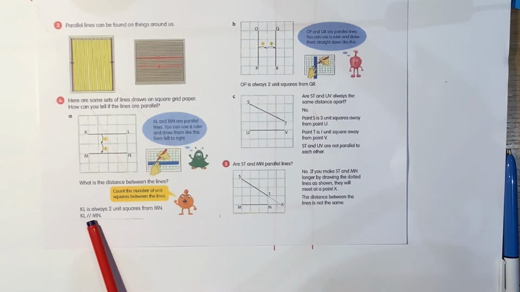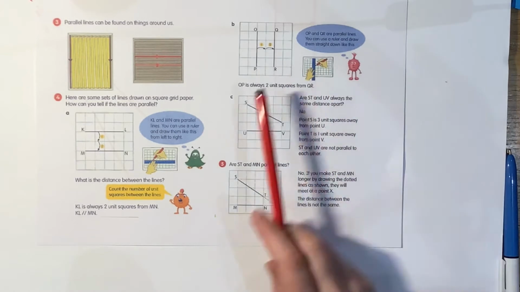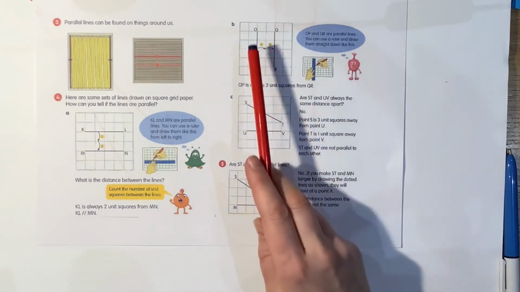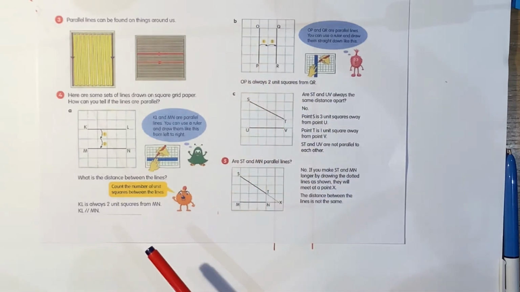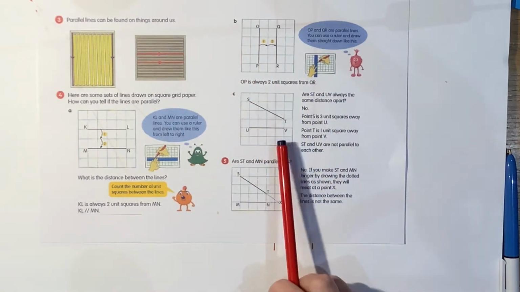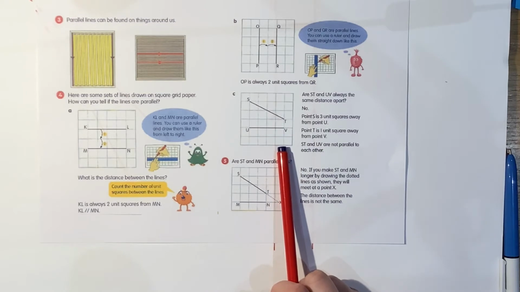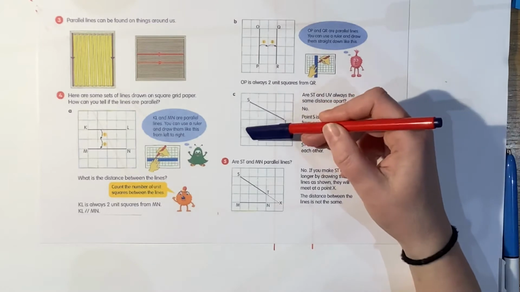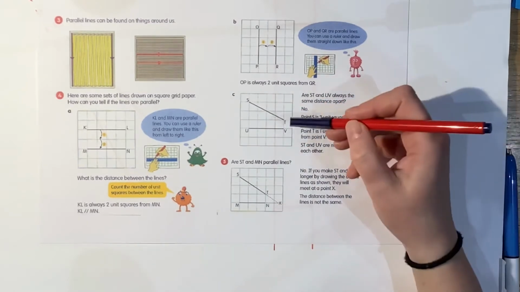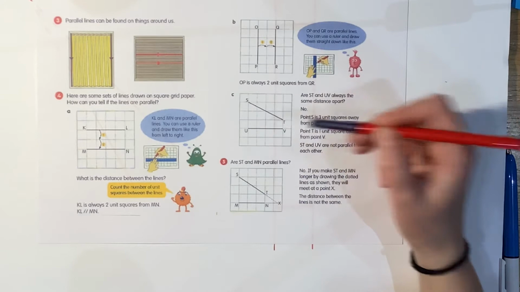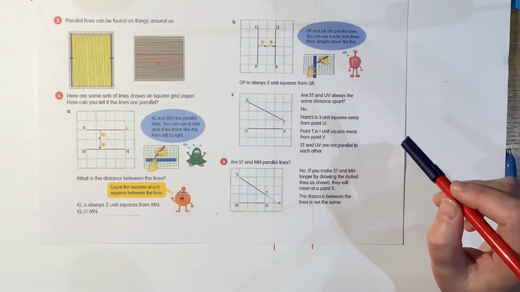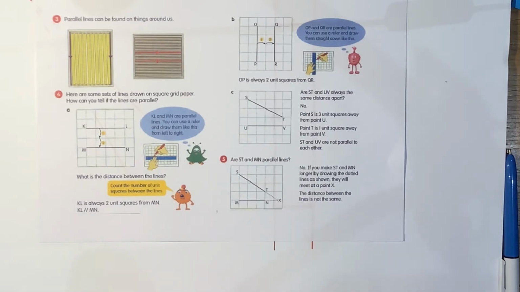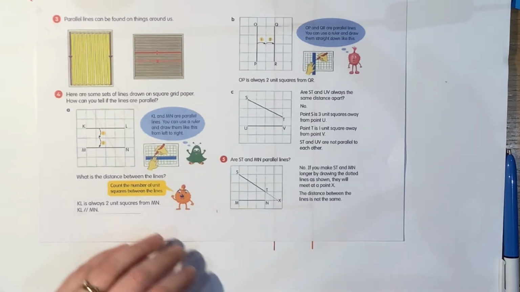So KL is parallel to MN. OP and QR are parallel lines, just like I did with my ruler. They are always 2 unit squares apart. ST and UV are not parallel, because if you look at this point of the line, S and U are 3 unit squares away from each other, whereas here, T and V are only 1 unit square away from each other, so they're not parallel. And number 5 is that example I showed you, that eventually they will meet, therefore they cannot be parallel.